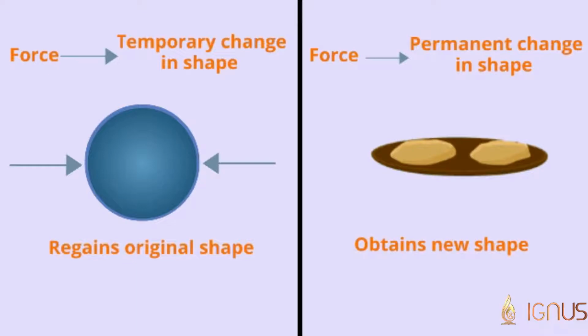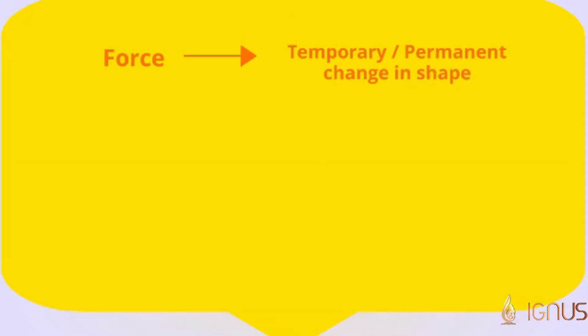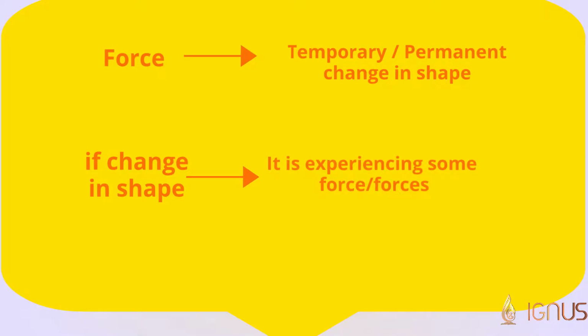In order to overcome this change, that is, to restore the dough to its original shape, we need to apply an external force on it. From these two experiments, we learned that force can cause temporary or permanent change in the shape of an object. In fact, if an object undergoes any change in its shape, then it means that some force is acting on it. An object cannot change its shape by itself. Force is required to do that.